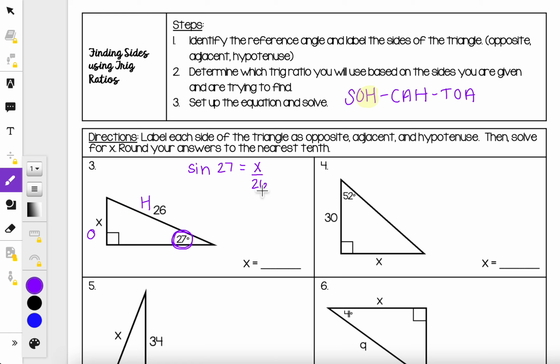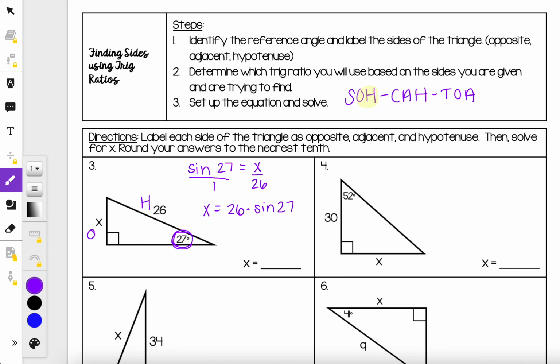Now, when I solve these equations, I like to be consistent and do the same thing every single time. So I'm going to set this up as a proportion, okay? The sine of 27 is just a number, a decimal value, okay? So any number I can always write over 1. So if I write it over 1, I see that I have a fraction equal to a fraction, which is just a proportion, and I'm going to solve it by cross multiplying. So 1 times x is x, and then this is 26 times the sine of 27.